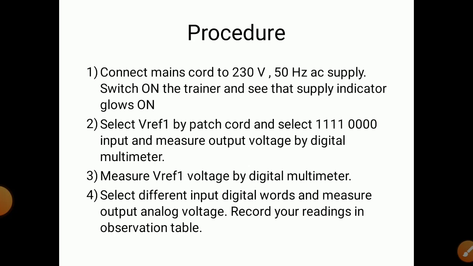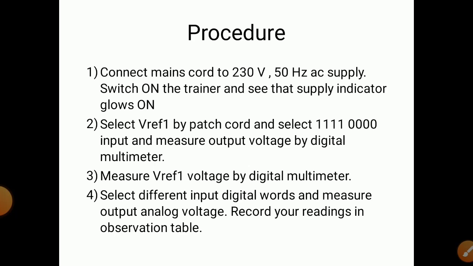Now the second point: select V reference 1 by patch cord. Here we have to select V reference 1, the reference input voltage. And select the 11110000 input. So we are going to select an 8-bit binary word as an input, and measure the output voltage by digital multimeter. Then the next point: also measure the V reference 1 voltage by digital multimeter.